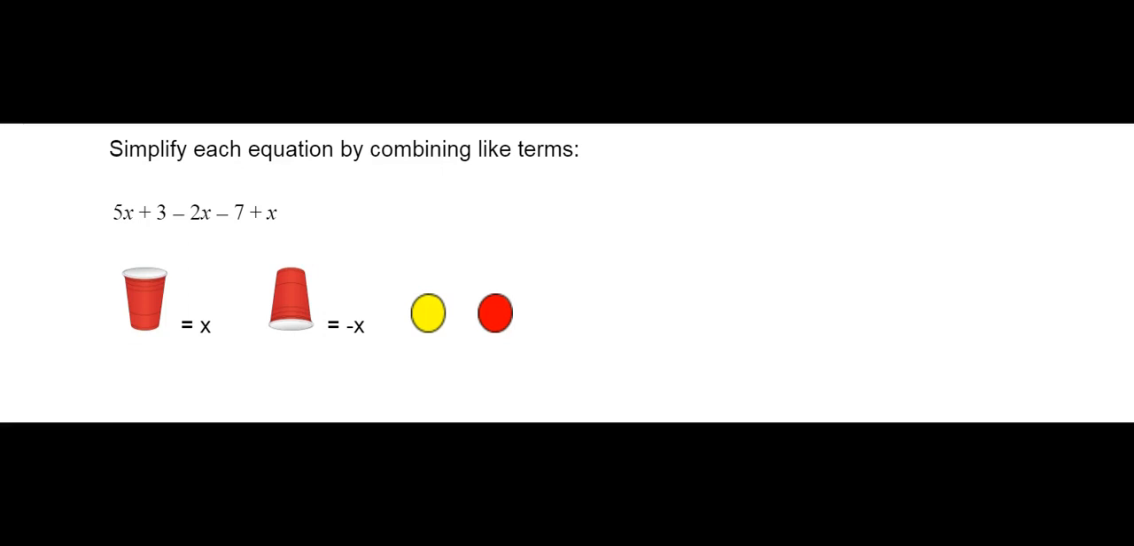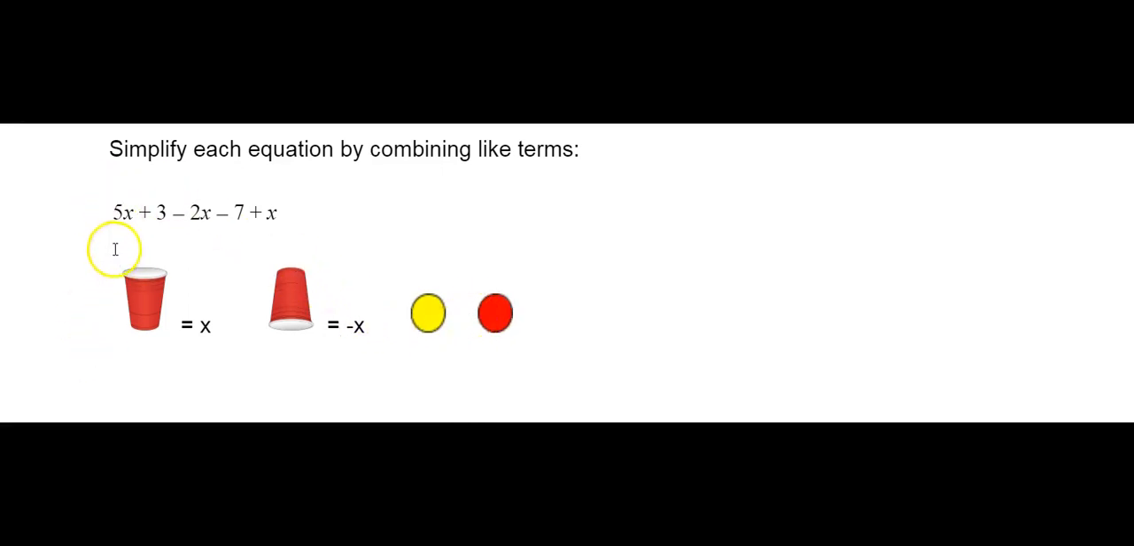Okay, so now we're going to simplify each expression by combining like terms. We have our expression here, 5x plus 3 minus 2x minus 7 plus x. We've determined that a red cup up is going to be a positive x, a red cup down is going to be a negative x. We've got our yellow chip signifying +1, and our red chip signifying -1.